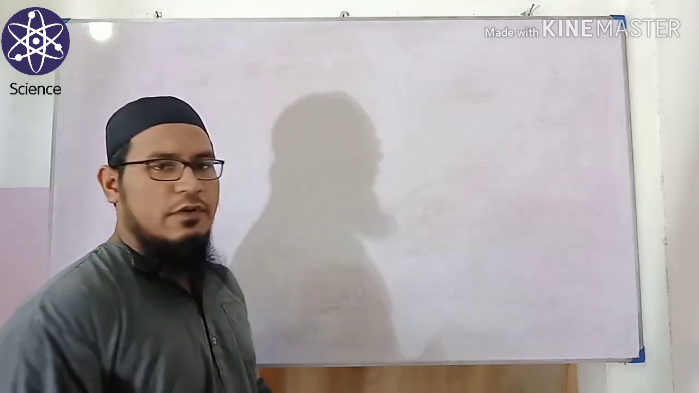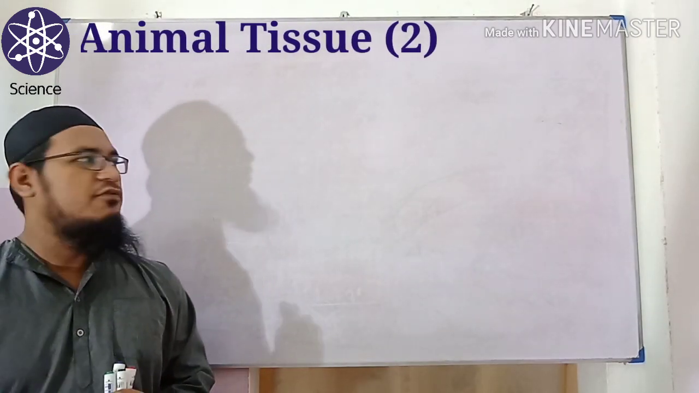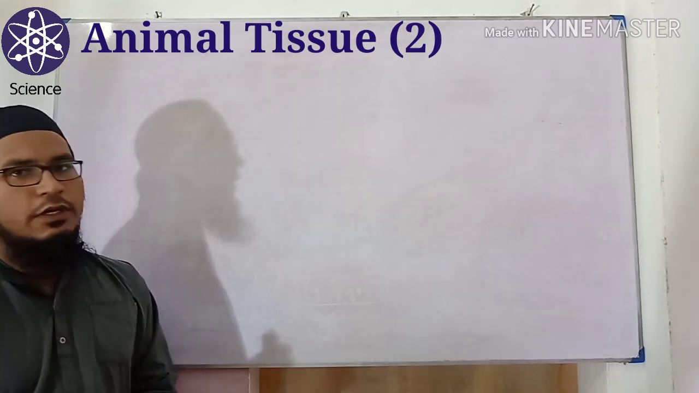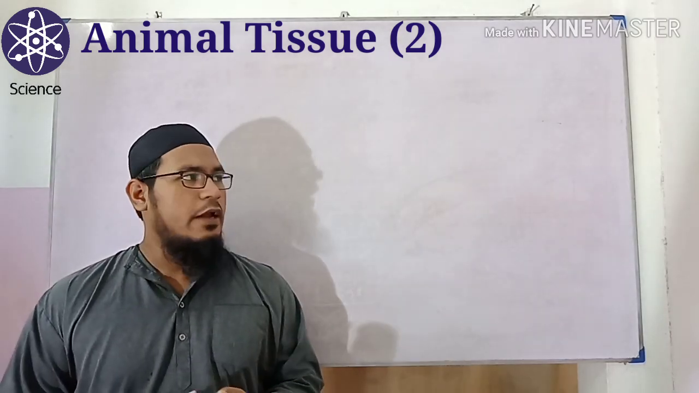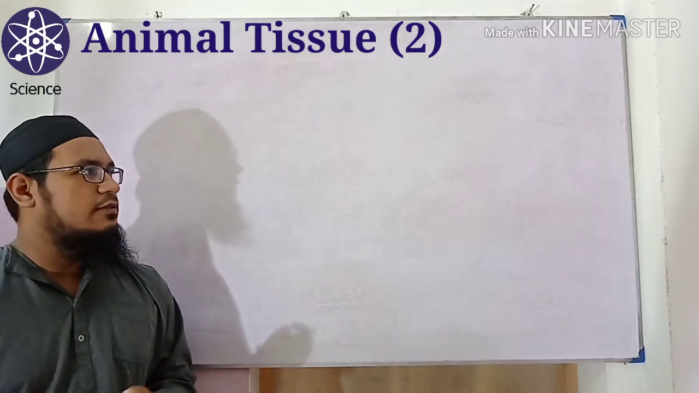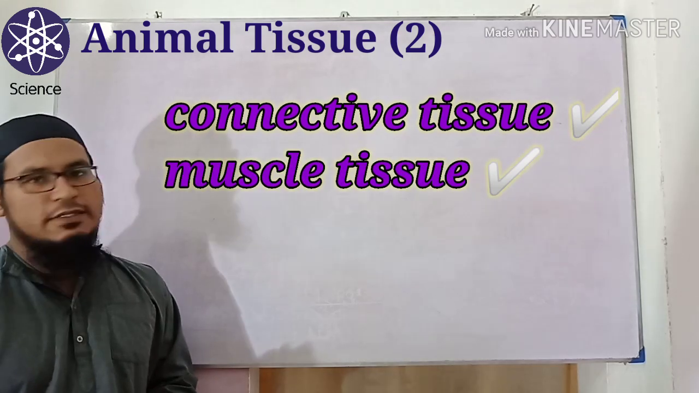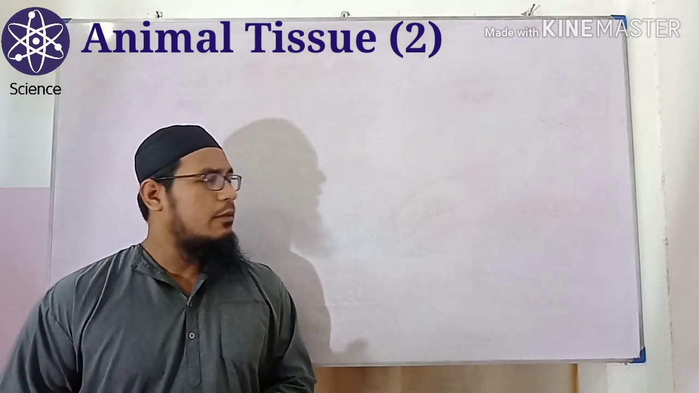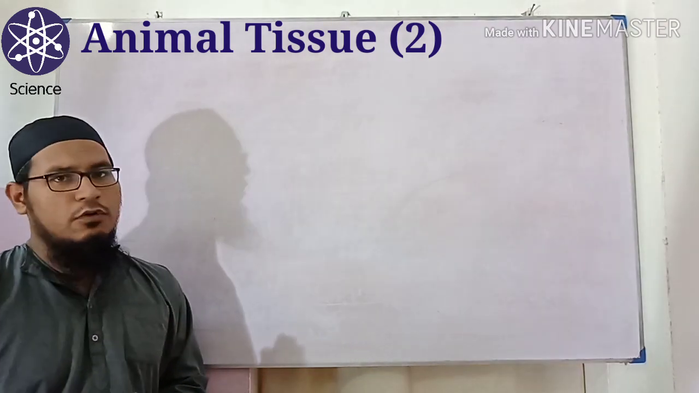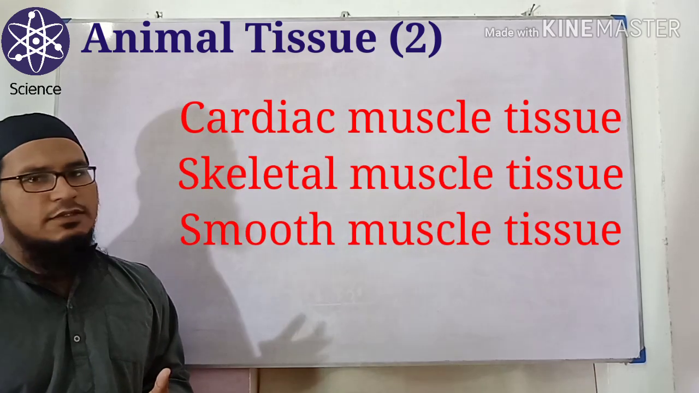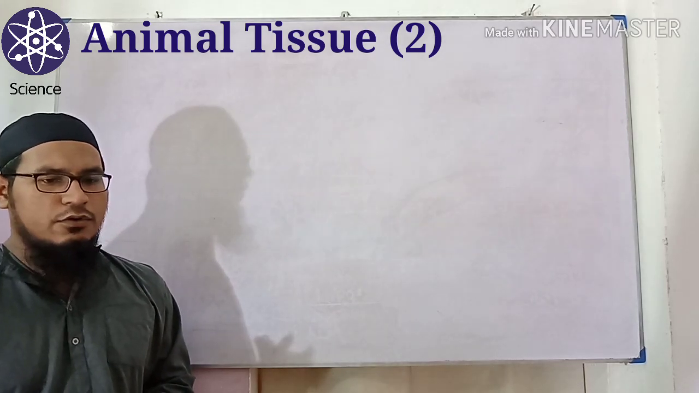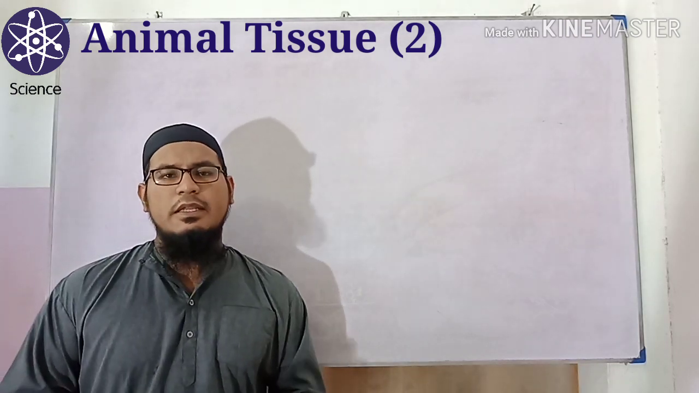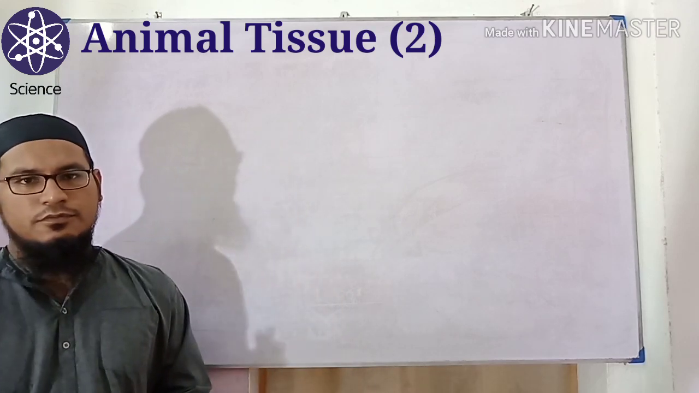Hello students, today we will be discussing the second part of animal tissue. You know that in the previous video we already discussed the introduction to tissues and the first two topics of animal tissue, that is the connective tissue and muscle tissue. Under connective tissue we discussed blood. Under muscle tissue we broadly discussed cardiac muscle, skeletal muscle and smooth muscle. Today we are going to discuss the final two topics, that is the epithelial tissue and the nervous tissue.